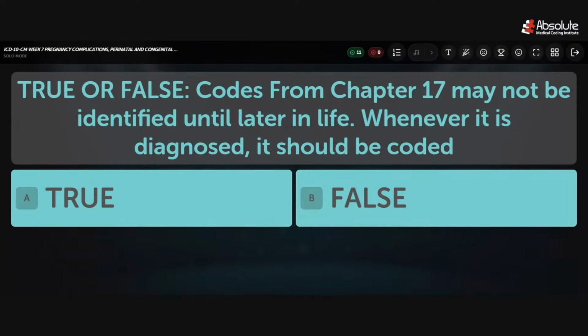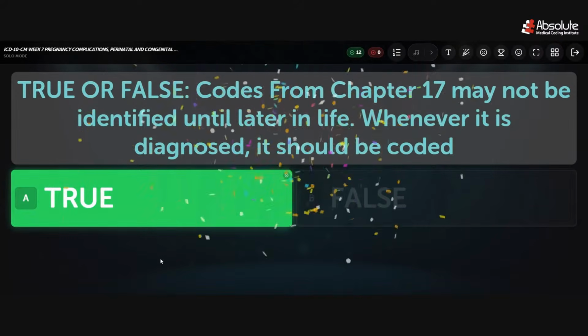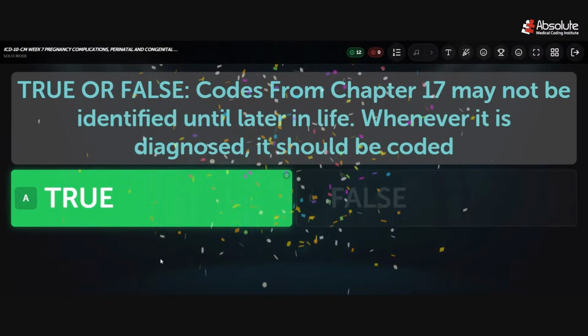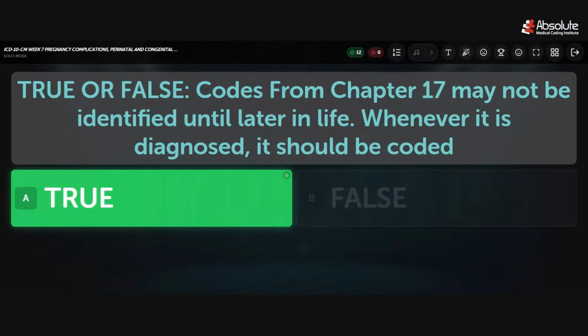Okay, that is going to be time. So this statement is going to be true. So yes, codes from chapter 17 may not be identified until later in life. Again, chapter 17 is going to be our complications, malformations, that kind of thing. So they aren't coded until later in life, and whenever it's diagnosed, it should be coded.